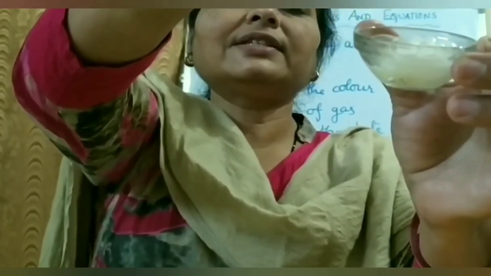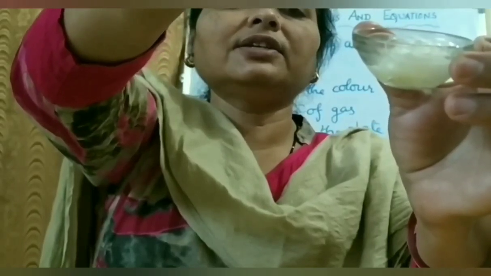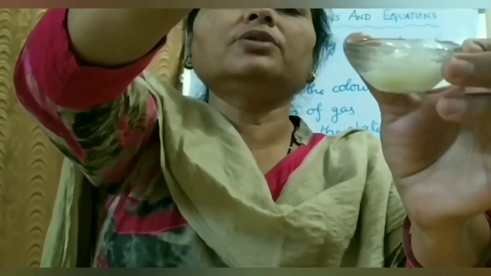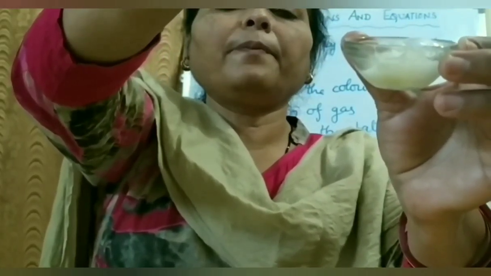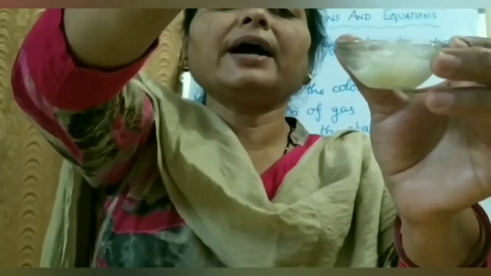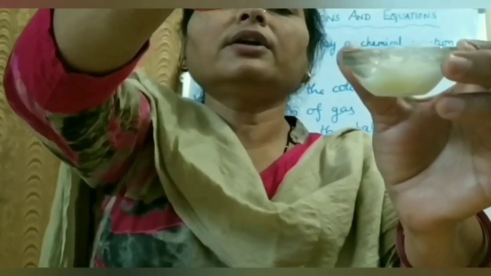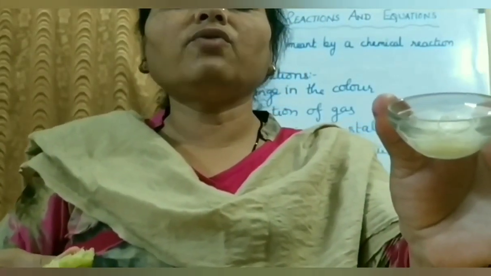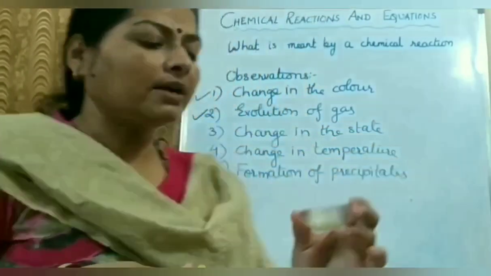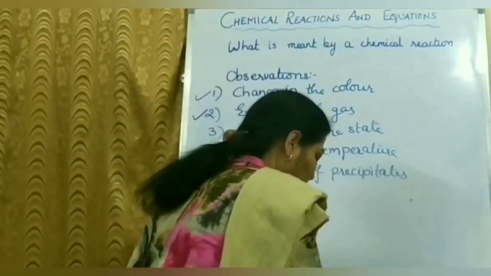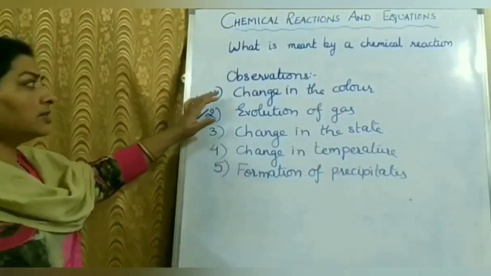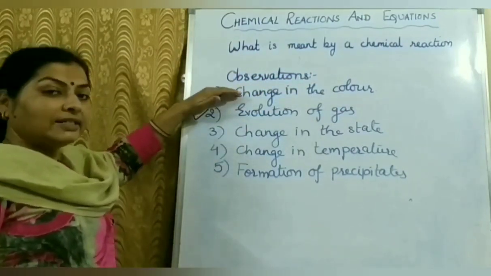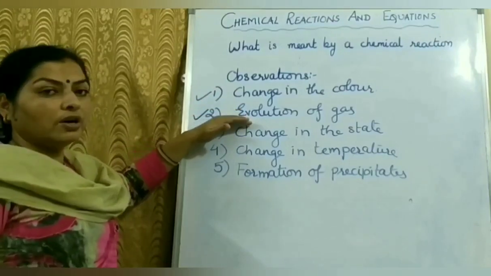There is an effervescence. We call this an effervescence, just like when we open a soda bottle and we get to see a lot of bubbles coming out. So here also, by putting the lemon juice into sodium bicarbonate, I am getting a lot of bubbles, that is effervescence. So this indicates that gas is evolved. So this is also a chemical change. So we have seen two observations which affirm that a chemical reaction has taken place. One is the change in the color and the other is evolution of gas.